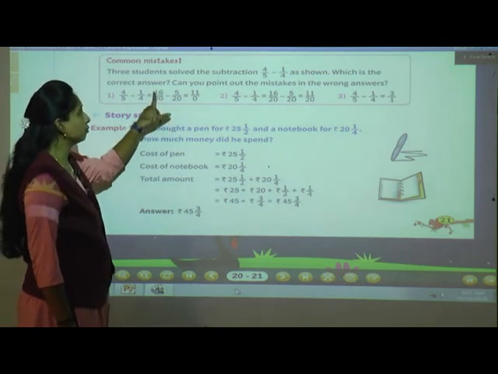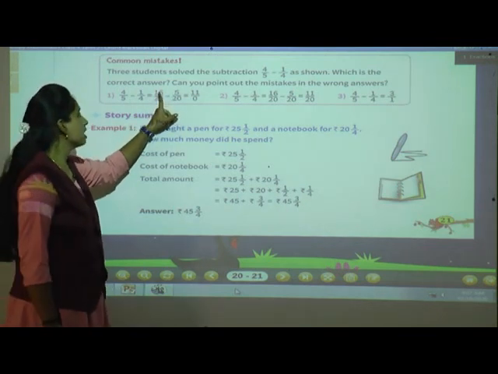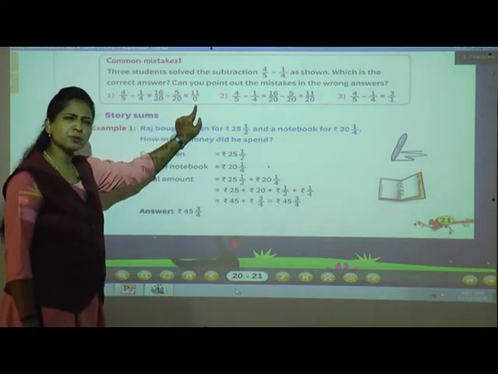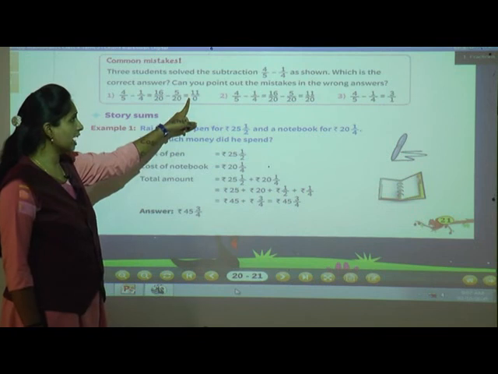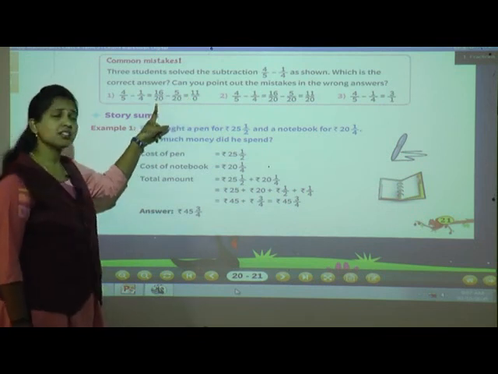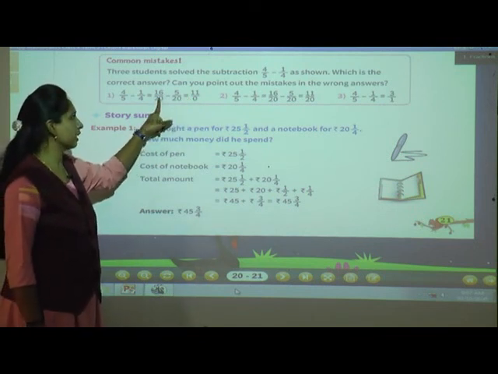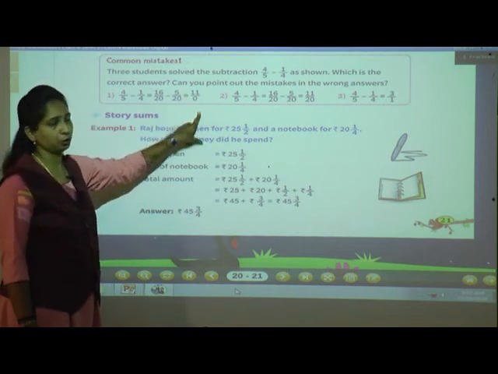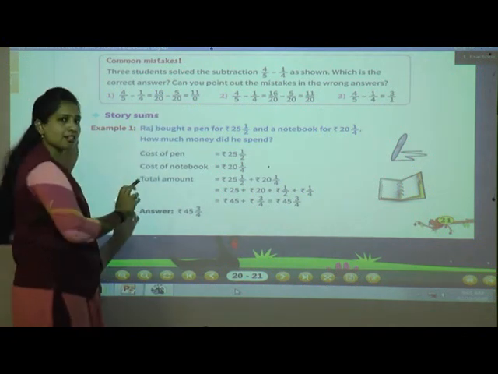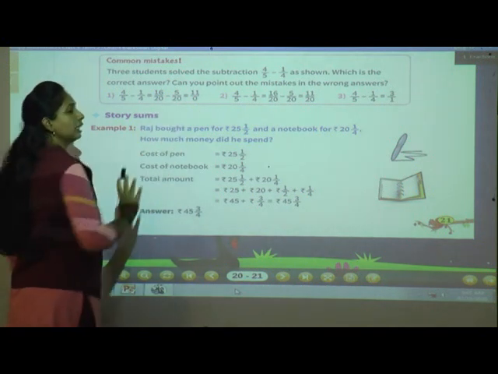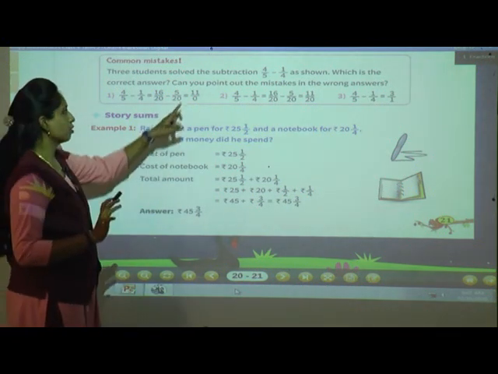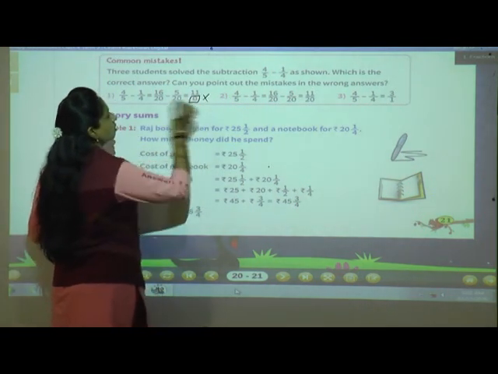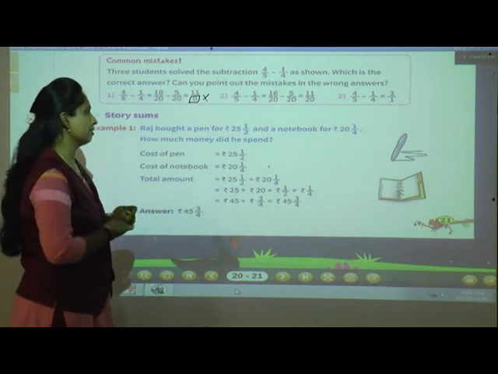Then what do we have to do? We have to subtract the numerators. 16 minus 5 is 11. But the denominator we are supposed to write as it is. But what has he done? He has subtracted the denominator also: 20 minus 20 is 0. Is it correct? No. When the denominators are the same, you have to write it only once, as it is. So here he has committed a mistake. So this is wrong.